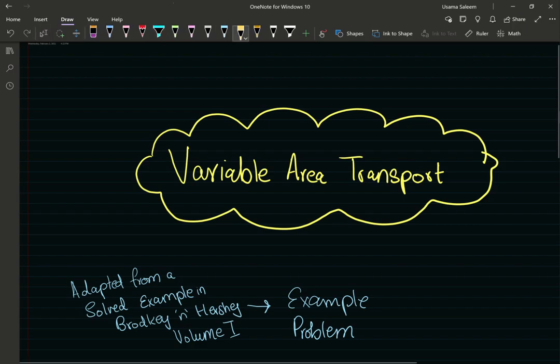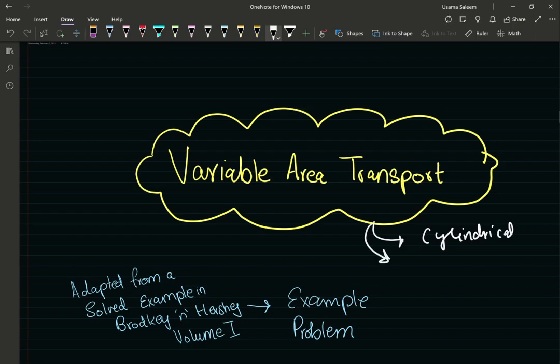But as you move on to cylindrical coordinates, the area of transport varies with your radial position. The area of transport varies with radial position in both cylindrical and spherical problems. Okay, we'll explore that in another video.